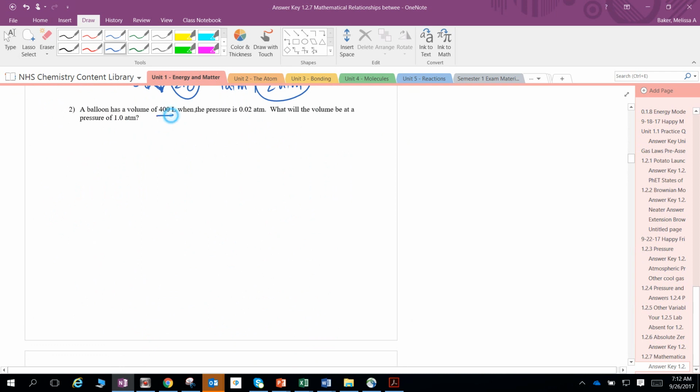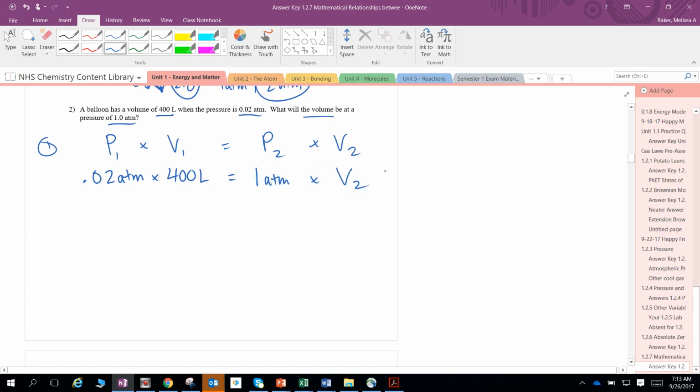How about another one? It's got volume and pressure, a new pressure, and we want to know the new volume this time. Step 1, start by writing my equation. Step 2, plug in the numbers that I know. It says the first pressure is 0.02 atm at a volume of 400 liters. The new pressure is 1 atm, so what volume must have caused that?